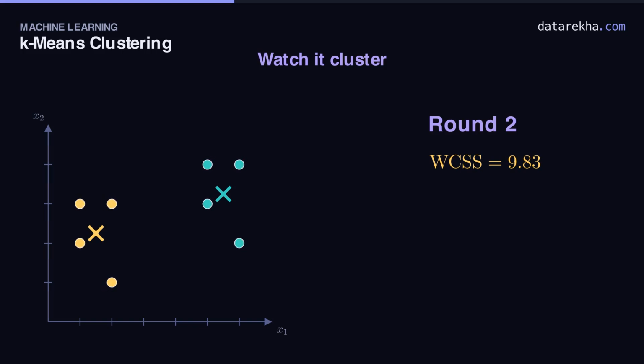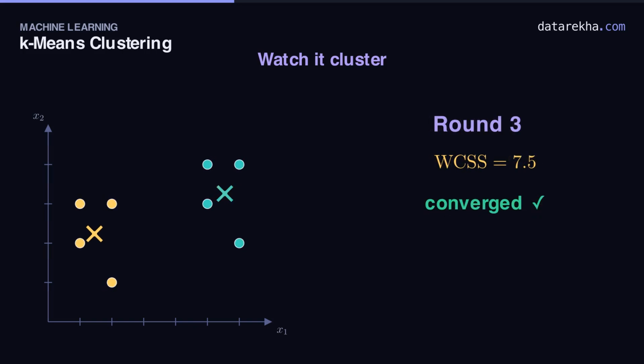Round 3. Reassign once more. And this time, nobody moves. No point switches color. No centroid budges. When a full pass changes nothing, the dance is over. K-means has converged, with the two clusters cleanly separated.